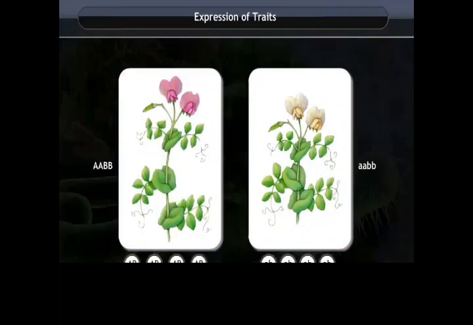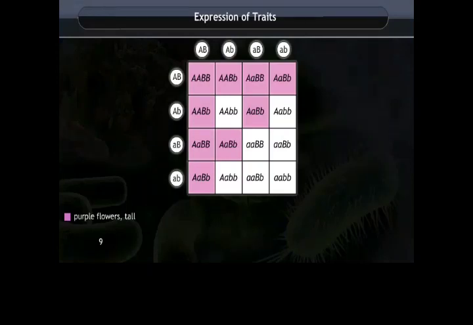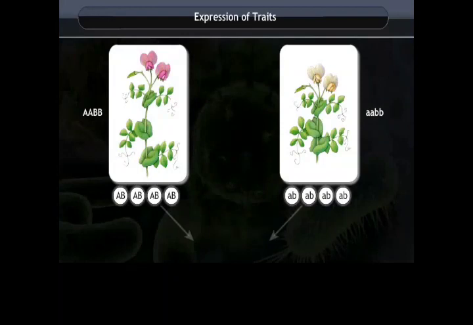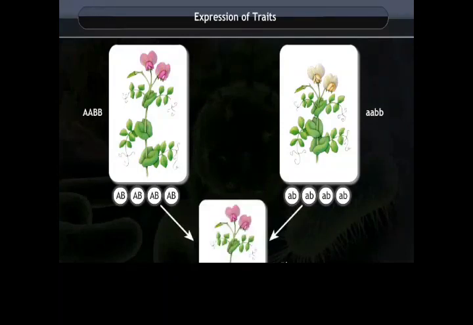Tall and purple colored plants, capital AABB, will produce gametes AB, AB, AB, AB. While dwarf and white colored plants, small aabb, will produce gametes ab, ab, ab, ab. Nine out of them will be purple and tall, 3 would be purple and dwarf, 3 of them will be white and tall, and only 1 will be white and dwarf. The ratio will be 9:3:3:1.